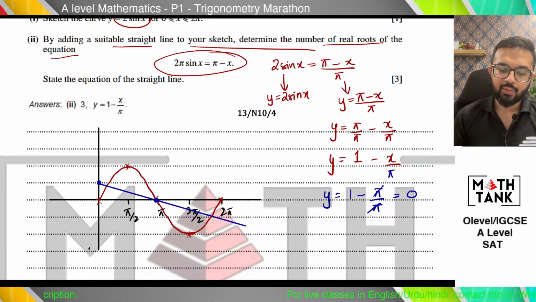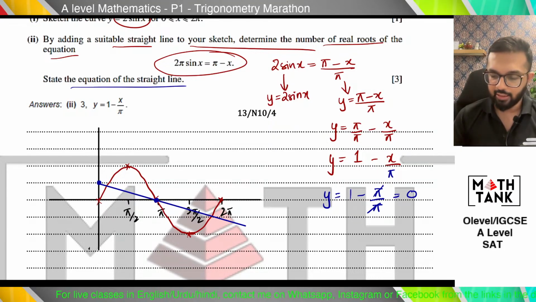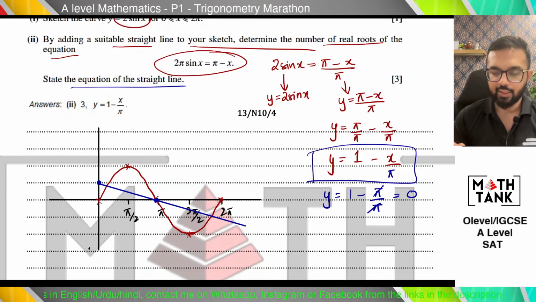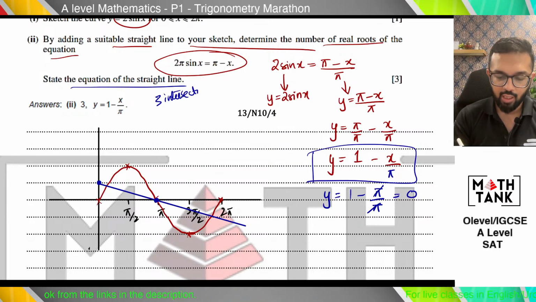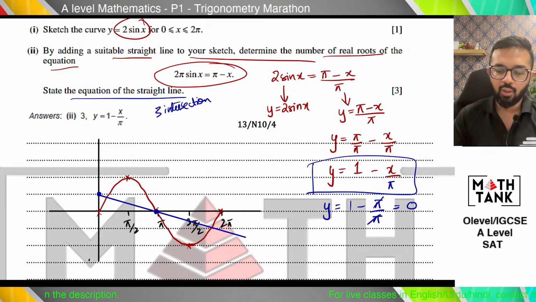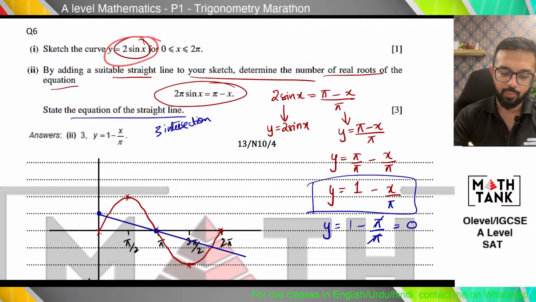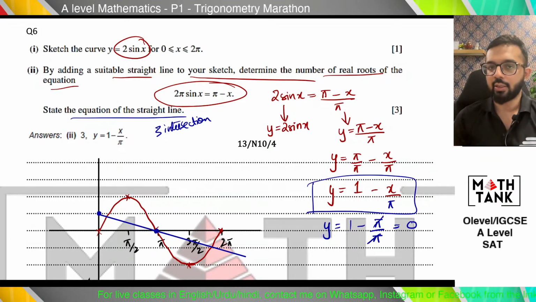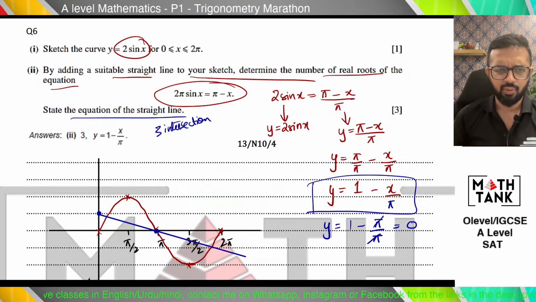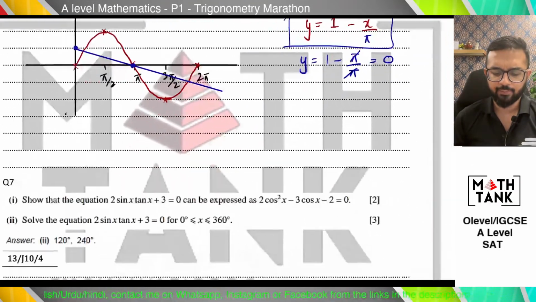It says, by adding a suitable line to your sketch, determine the number of real roots of the equation, and state the equation of the line. I've already stated the equation of this line to you. How many solutions do I see? How many intersection points do I see? I see 3 intersection points. So whenever you have one of the graphs and then I give you an equation, you need to figure out where that equation is isolated, on the left hand side or the right hand side, whichever side is convenient. There are a couple of questions like that on the past papers.